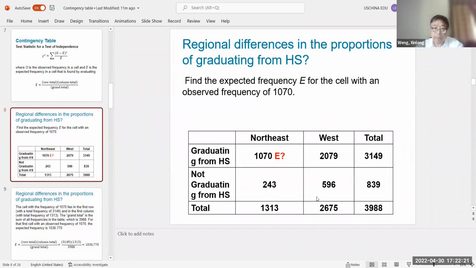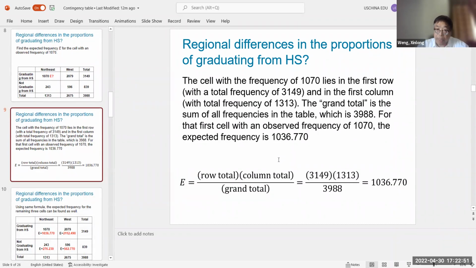Let's do one. This is what we observed from the sample: 1,070 people graduating from high school in the Northeast region. What does the expected number of students graduating from high school mean, and how do we calculate it? It's quite simple: the row total times the column total, divided by the grand total.